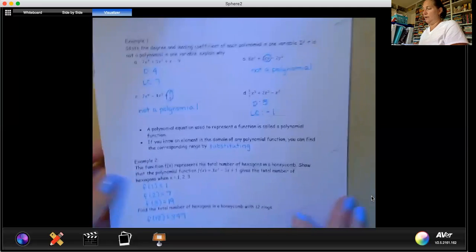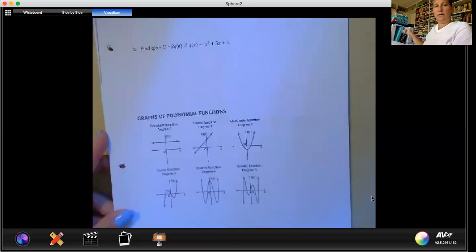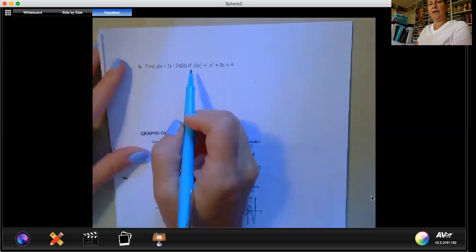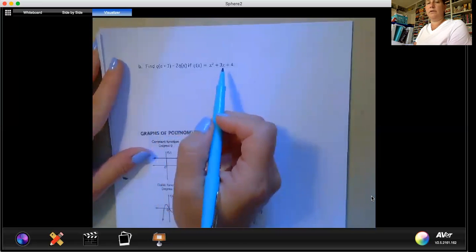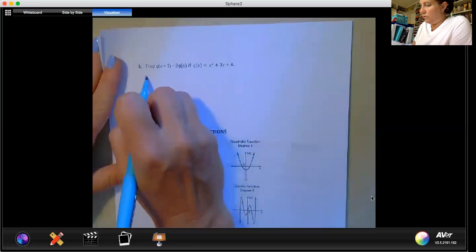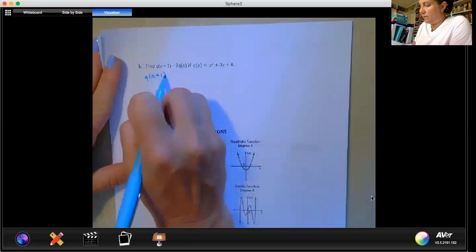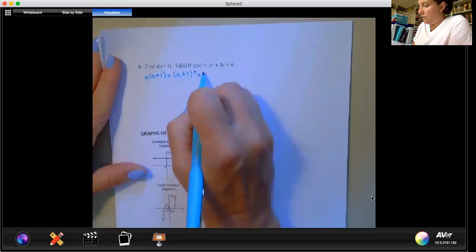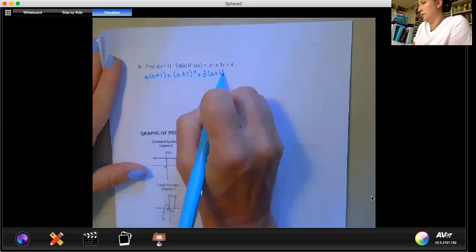Taking a look at your next page, find q of a plus 1 minus 2 times q of a if q of x equals x squared plus 3x plus 4. So q of a plus 1 is a plus 1 squared plus 3 times a plus 1 plus 4.